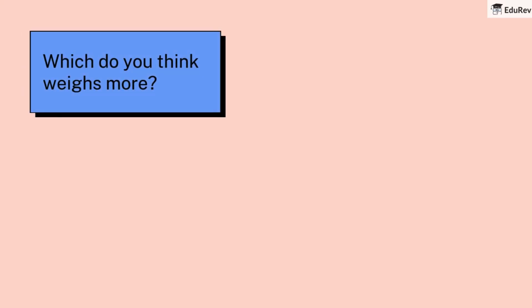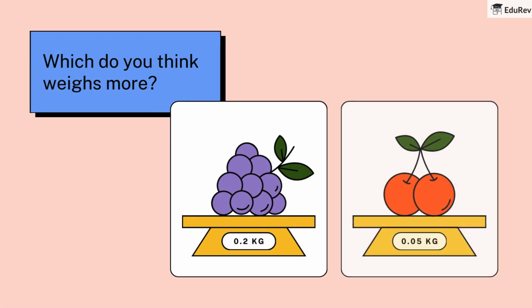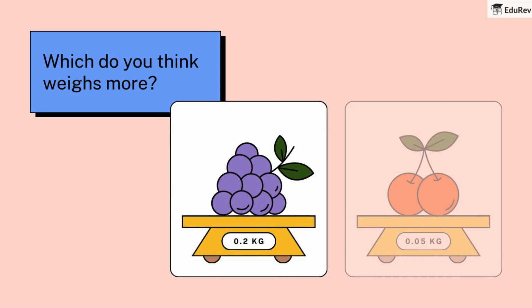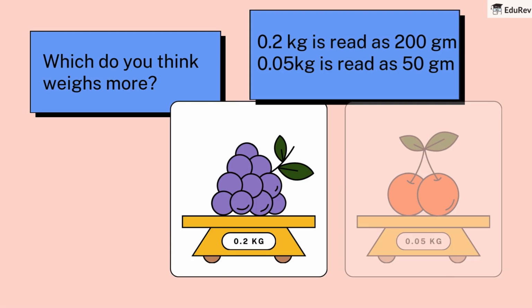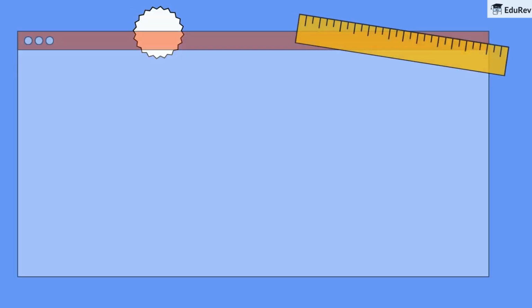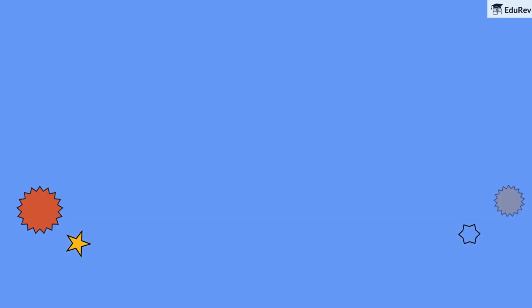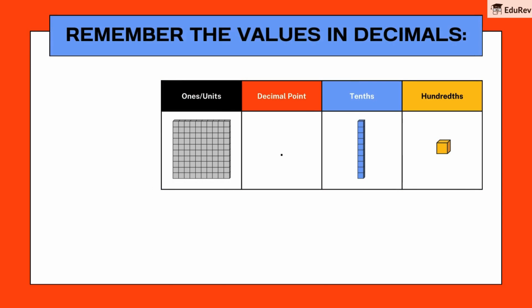For instance, let's consider which weighs more, 0.2 kg or 0.05 kg. If we look closely, 0.2 kg is read as 200 grams, while 0.05 kg is read as 50 grams. Therefore, 0.2 kg is heavier. The place value of a digit is important when comparing decimal numbers. Remember the values in decimals.